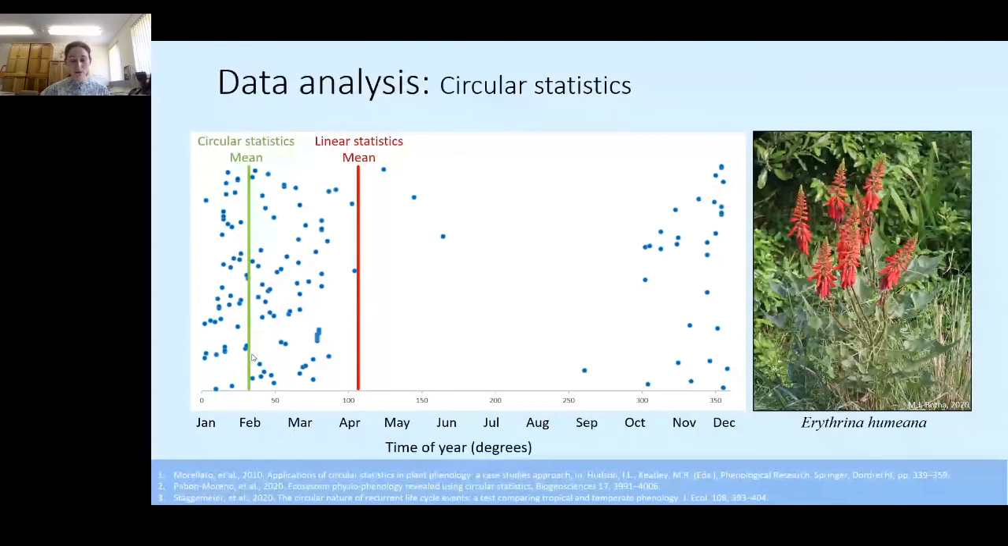So what I'm showing here is the flowering times of Erythrina humeana. All these blue dots are individual records of an individual flowering of the species, going from January at 0 to December. And we can see here that the linear statistical mean falls very much not in the peak flowering time, which would rather be in the early part of the year in January. And using circular statistics, we can see that our mean is a much more accurate representation of the peak flowering time of the species.